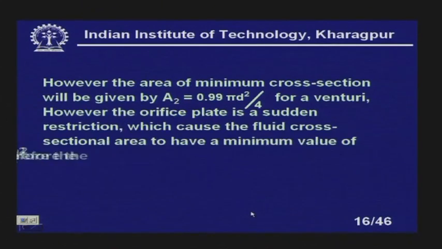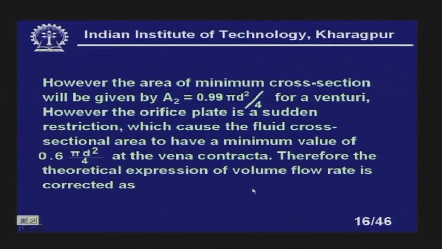However, the minimum cross sectional area will not be exactly at the restriction. So, it will be 0.99 pi d square by 4 for a venturi meter, because venturi is not a sudden restriction. However, the orifice plate is a sudden restriction which causes the fluid cross sectional area to have a minimum value of 0.6 pi d square by 4 at the vena contracta. That means it is a little far off from the orifice plate, where you will get the minimum area of the cross section of the fluid, right.